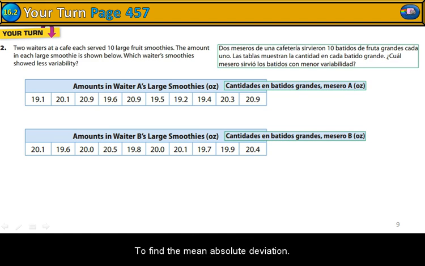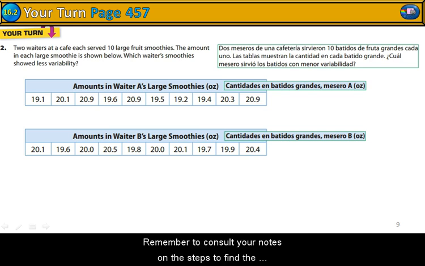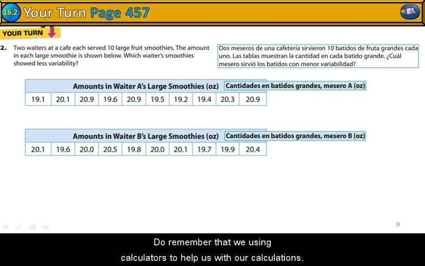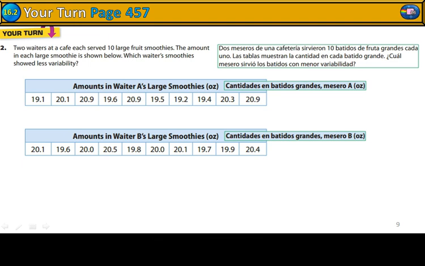So our goal here is to find the mean absolute deviation. Do you remember the steps? Remember to consult your notes on the steps to find the mean absolute deviation. Do remember that we're using calculators to help us with our calculations. Do, however, still round to the nearest whole number to help us aid in finding these mean absolute deviations. Don't forget to show work. Pause the video now to try and finish this task and resume once completed. I'll talk to you soon.